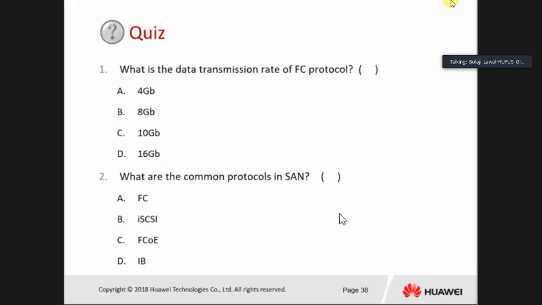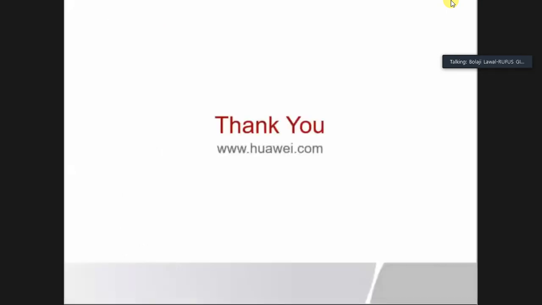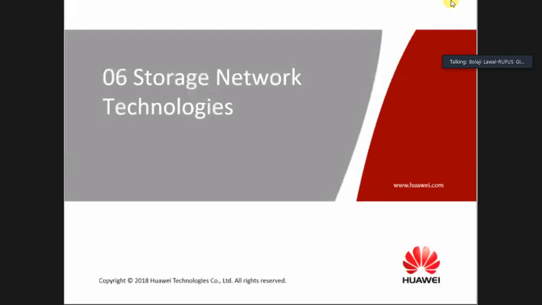And for question two, what are the common protocols in storage area network? I'm happy you all got it right. A, fiber channel. B, internet small computer system interface. Then C is fiber channel over Ethernet. So I give all of you a big round of applause. You all have made me proud this morning, and it's worth the effort. The reason why we took much of this time is to let us know that we are done with this section, storage network technologies.